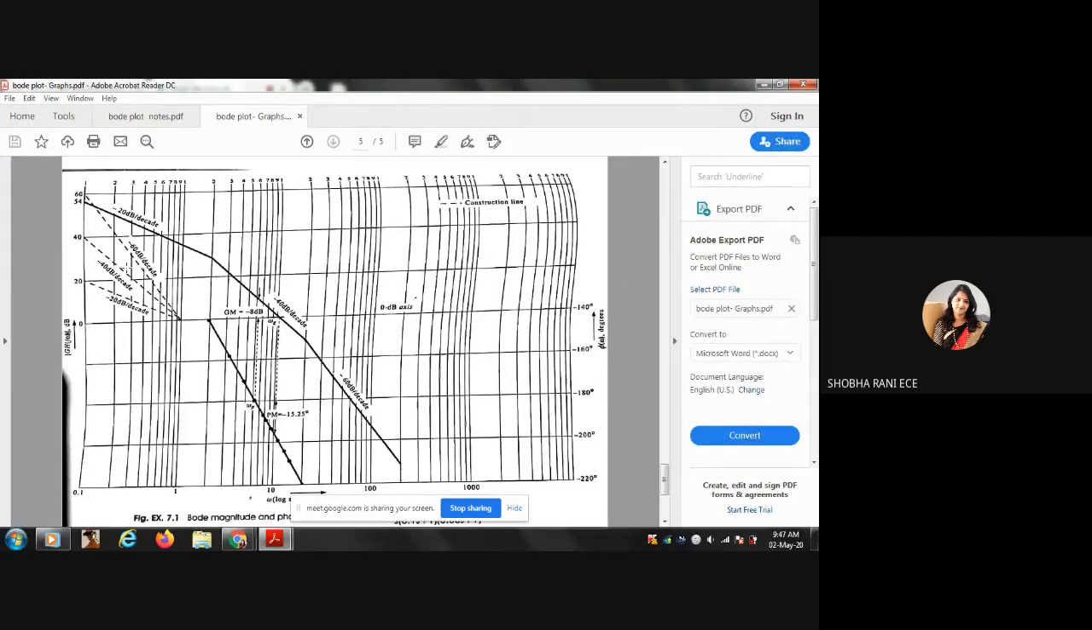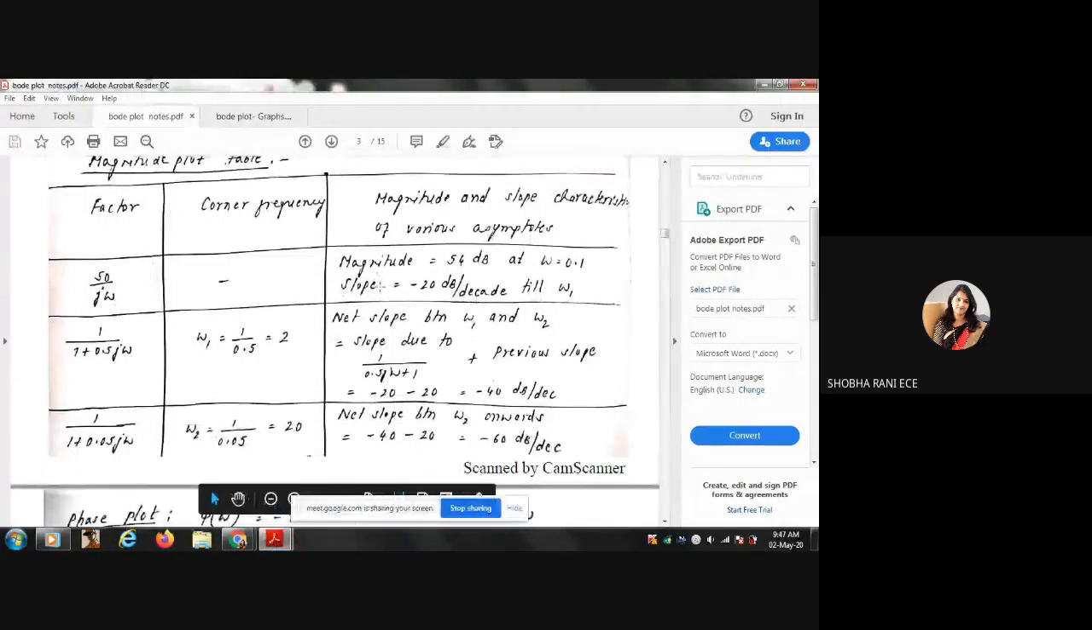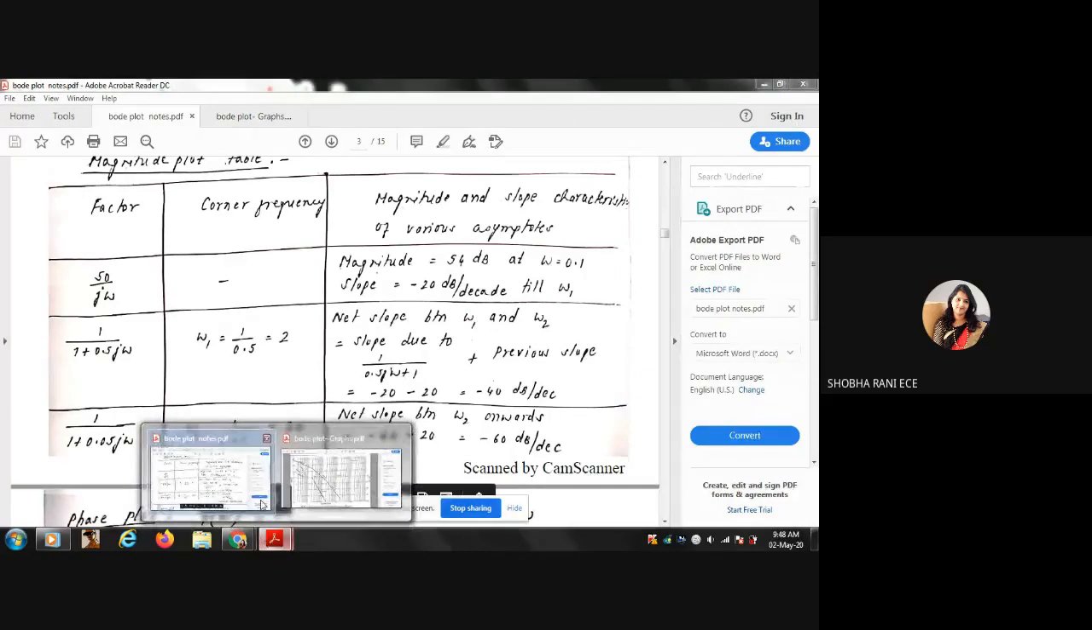Now, if I go back to the table, I see that for the first line, the magnitude starts at 54 dB at omega equal to 0.1. Slope is minus 20 dB per decade till omega 1. So till 2 radians per second, I should draw a line starting from 54 dB having a slope equal to minus 20 dB per decade. This is what I am supposed to do.